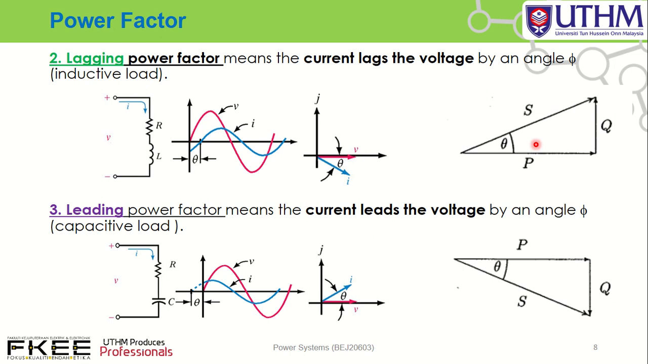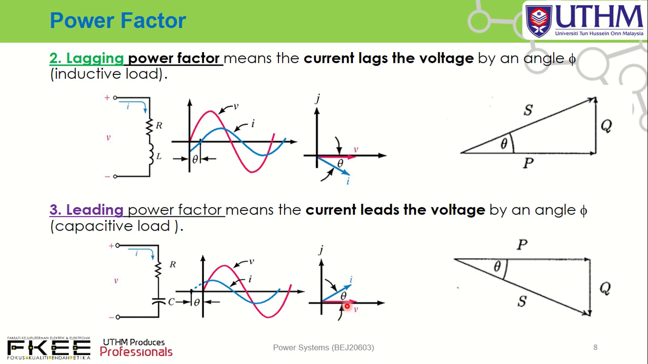The last one, number 3, we have a leading power factor, which means the current leads the voltage by angle theta. This is theta. We call it a capacitive load, which means that our load is a combination of R and C. When we have R and C and a sinusoidal supply, our current leads voltage by angle theta. That's why we call it leading power factor.